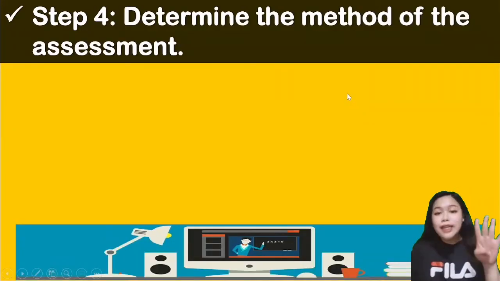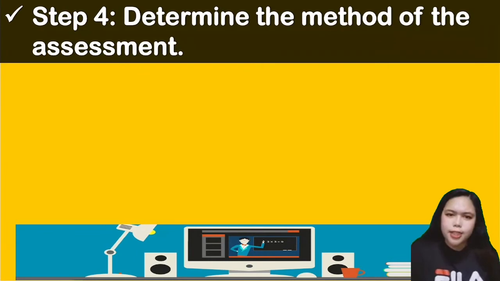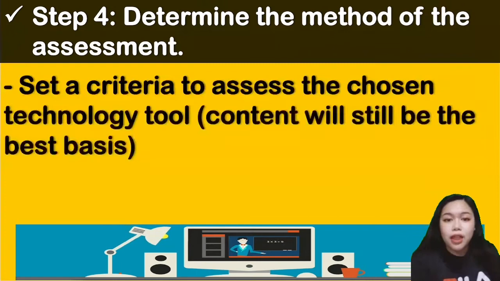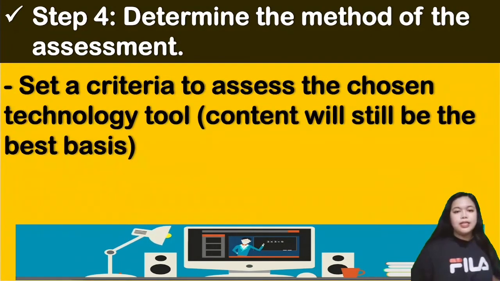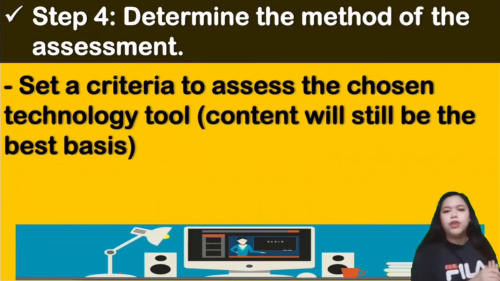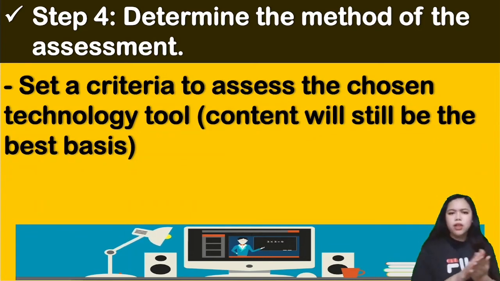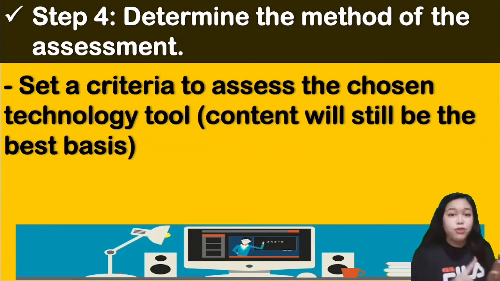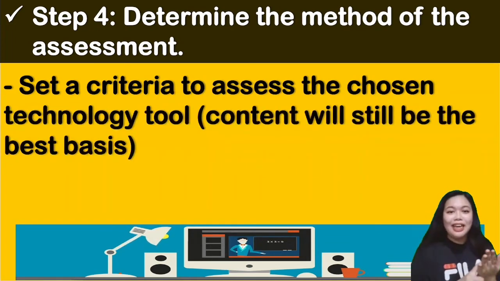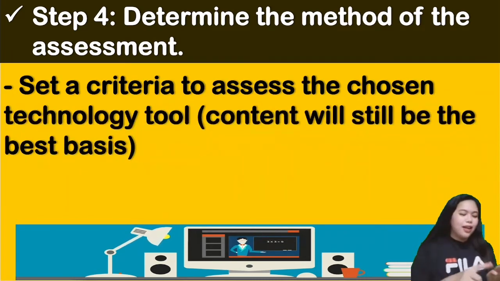Last but not the least, step 4. Determine the method of assessment. So, what do we do in step 4? Well, you need to have a criteria or a standard to assess your chosen technology tool. For example, we have here a video editing software application. So you ask yourself, or you check the information: what are its features? Are there many transitions? Is it free? Is there no sign up? Maybe they'll ask us for a credit card. Naku, we have no money. What else?